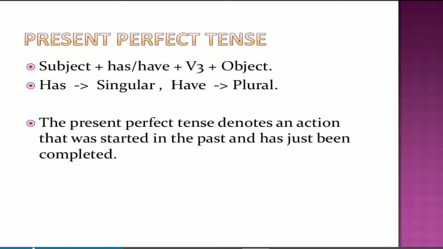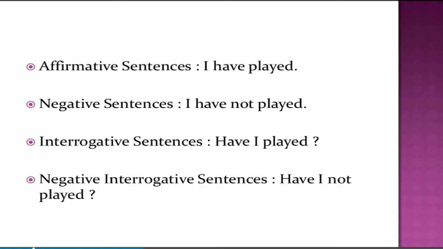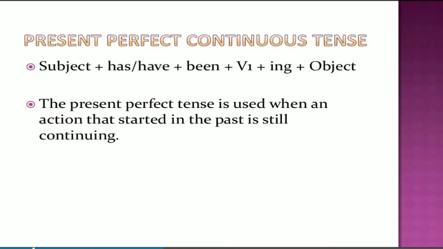So that is one way we have to understand. So that is about the present perfect tense. Then we are going into present perfect continuous tense, that is a fourth form of the verb. Affirmative is there. I have played. Negative sentence, I have not played. Have I played? Have I not played? Nothing much to say.